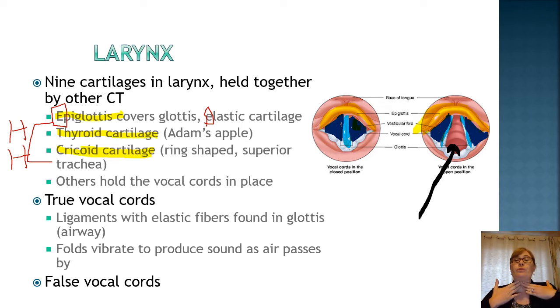The Adam's apple protrudes out further, so there's more space there for longer vocal cords. Longer vocal cords lead to deeper sounds. Little kids have little tiny, cute voices because they have little vocal cords. I believe the next slide discusses the things that I just said, so we'll go over them again.